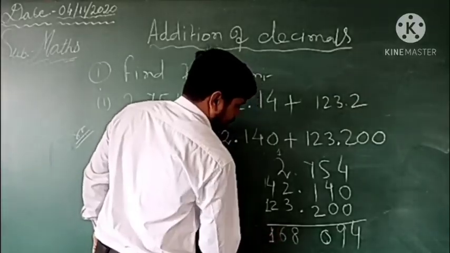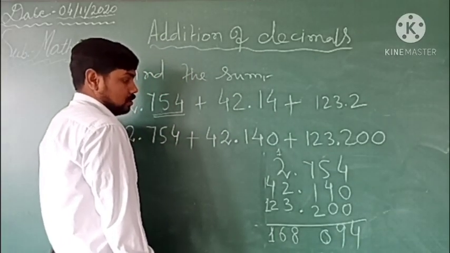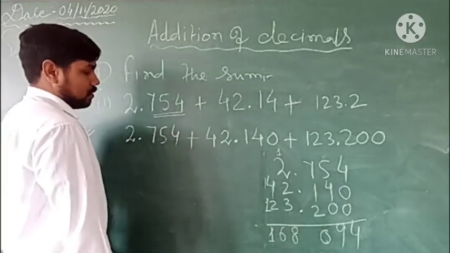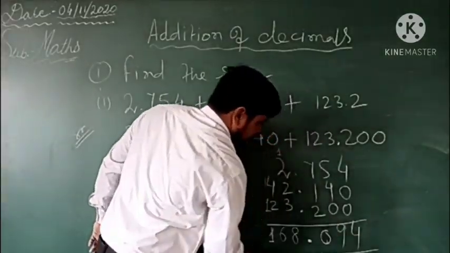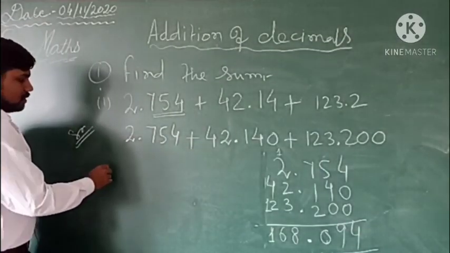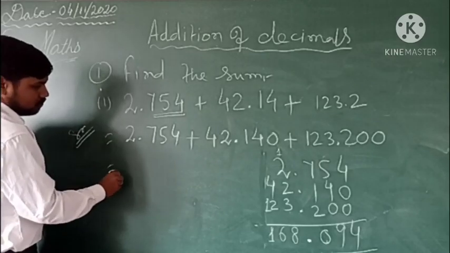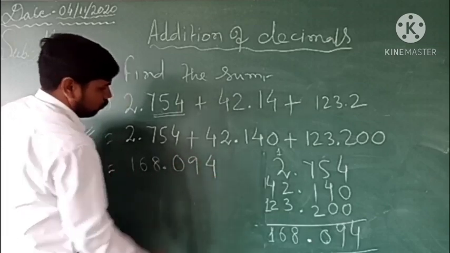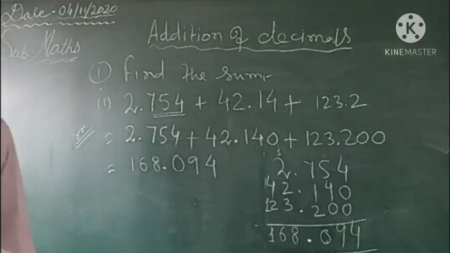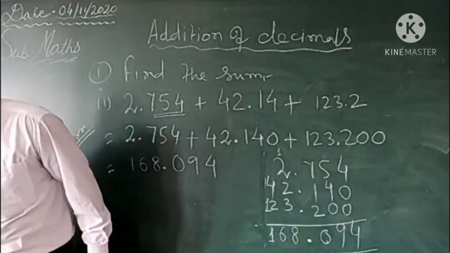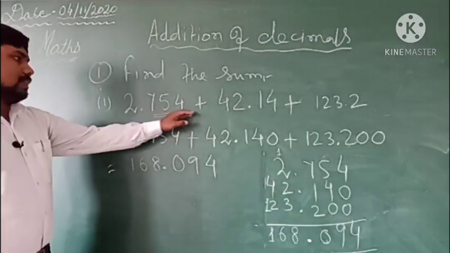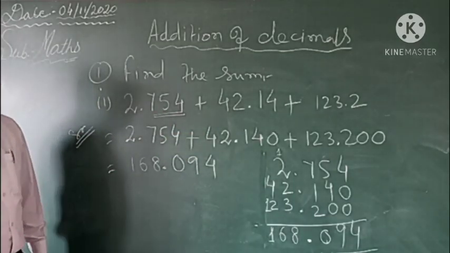So 168.094 is coming as the sum. So this is equal to 168.094. This is the required sum. Okay, so this is how very simply you can find the sum. In this way, whatever the numbers are, like or unlike or however, you can very simply add or find the sum.